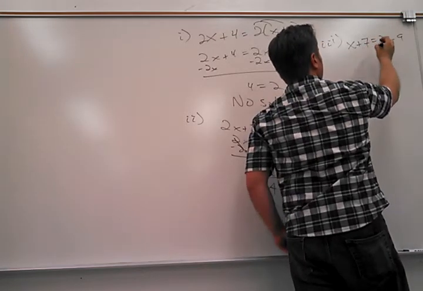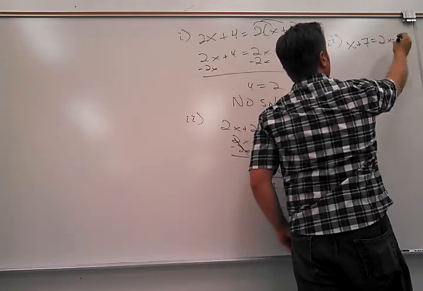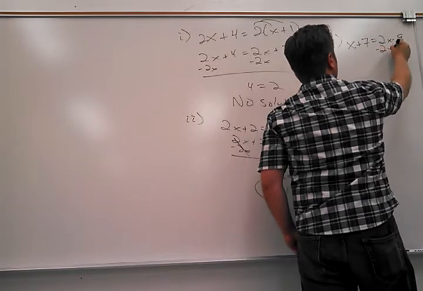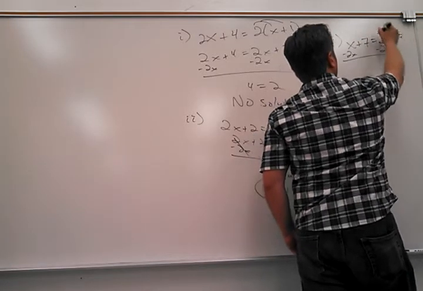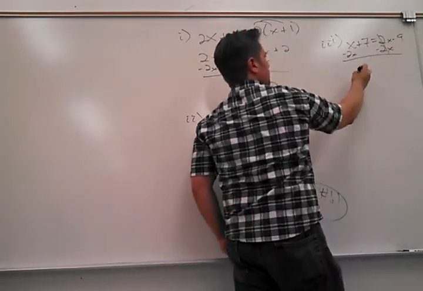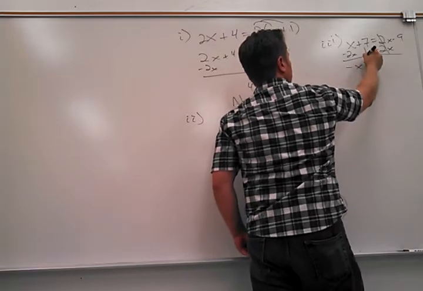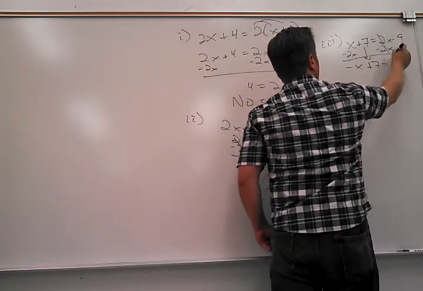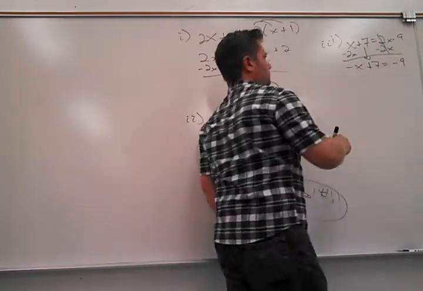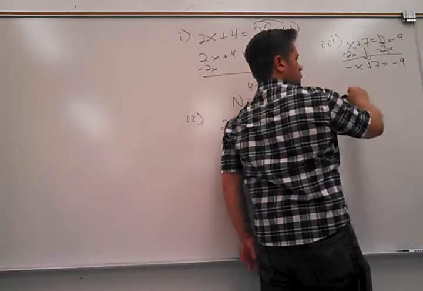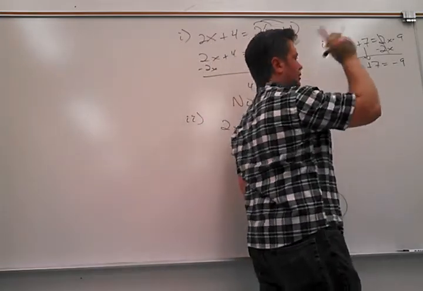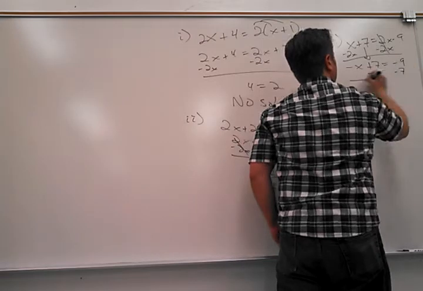X minus, right, 2x. Okay, I'm with you. So let's see. I can subtract 2x from both sides, so that goes away. Here I get negative x. Good. The plus 7 is still there, equals minus 9. Subtract 7 from both sides. Good. So minus 7.